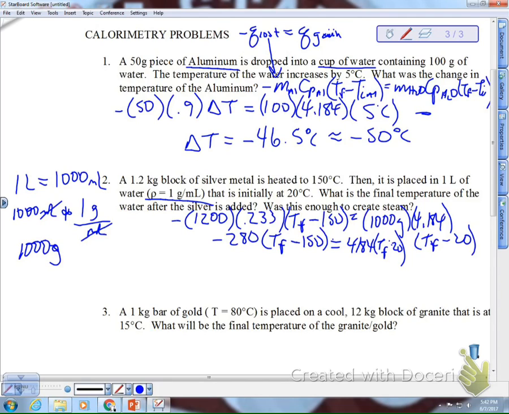Alright, now I'm going to divide both sides by negative 280. And I'm going to get TF minus 150 all by itself. That will equal negative 15 because I rounded just a little bit there, not much. TF minus 15. I don't know why I just wrote 15.